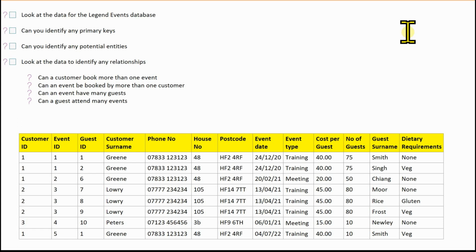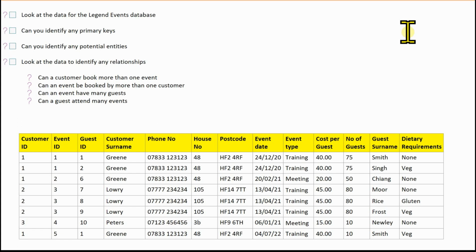We're going to see if we can identify any primary keys and any potential entities, and look at the data to identify any relationships. So for example, can a customer book more than one event? Can an event be booked by more than one customer? Can an event have many guests? And can a guest attend many events?